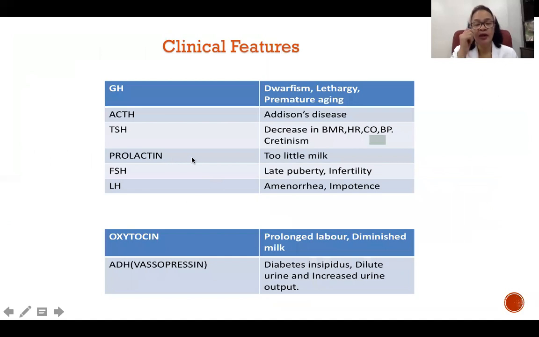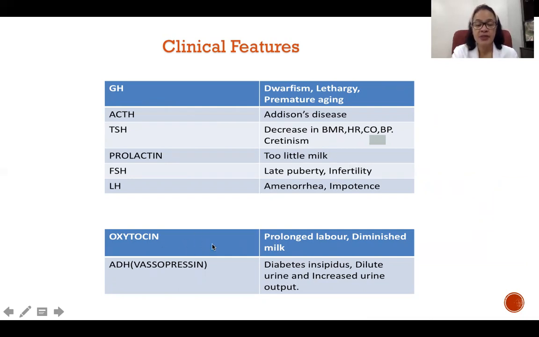So when there is a problem with the growth hormone, this could be the manifestations: you have dwarfism, lethargy, premature aging. In ACTH deficiency, you have problems, so we call that Addison's disease. And TSH, so you have these problems. And then prolactin, you have too little milk. FSH can explain the infertility or late puberty of certain individuals. And the luteinizing hormone manifested by amenorrhea and impotence.